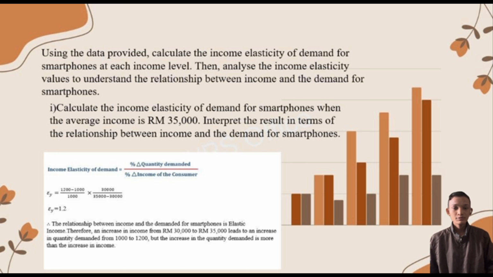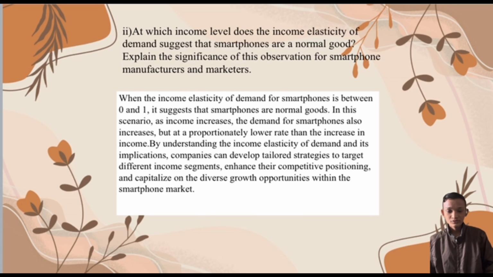So the relationship between income elasticity and the demand for smartphones is elastic. Therefore, an increase in income from 30,000 ringgit to 35,000 ringgit leads to an increase in quantity demanded from 1,000 to 1,200. But the increase in the quantity demanded is more than the increase in income. The second Roman, at which income level are smartphones considered normal goods?